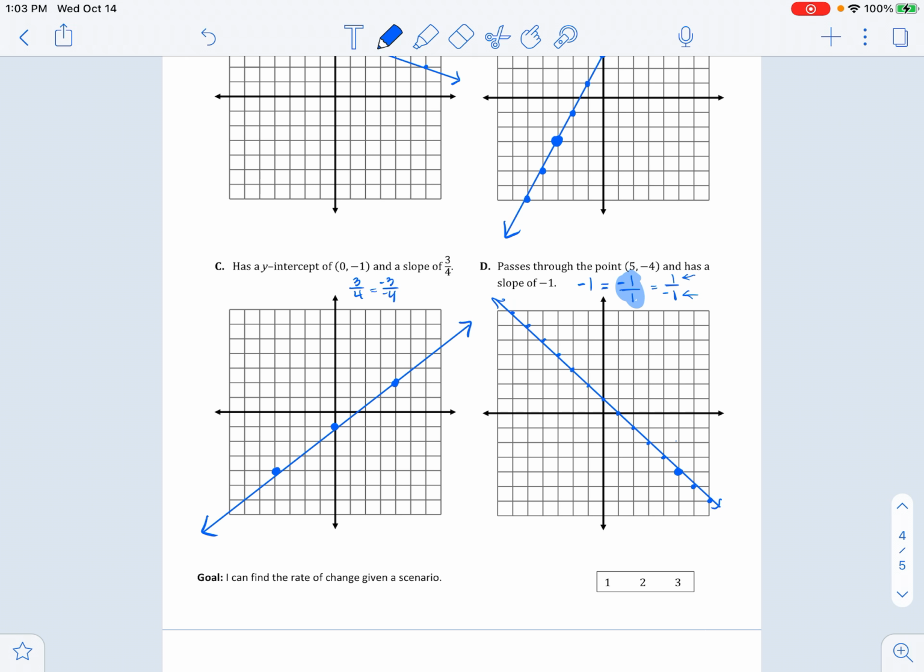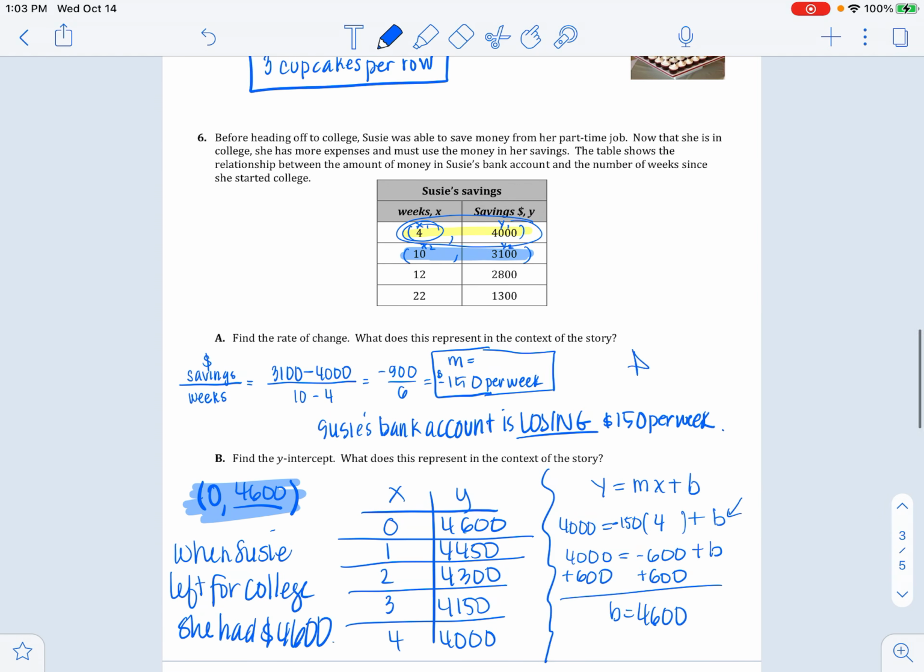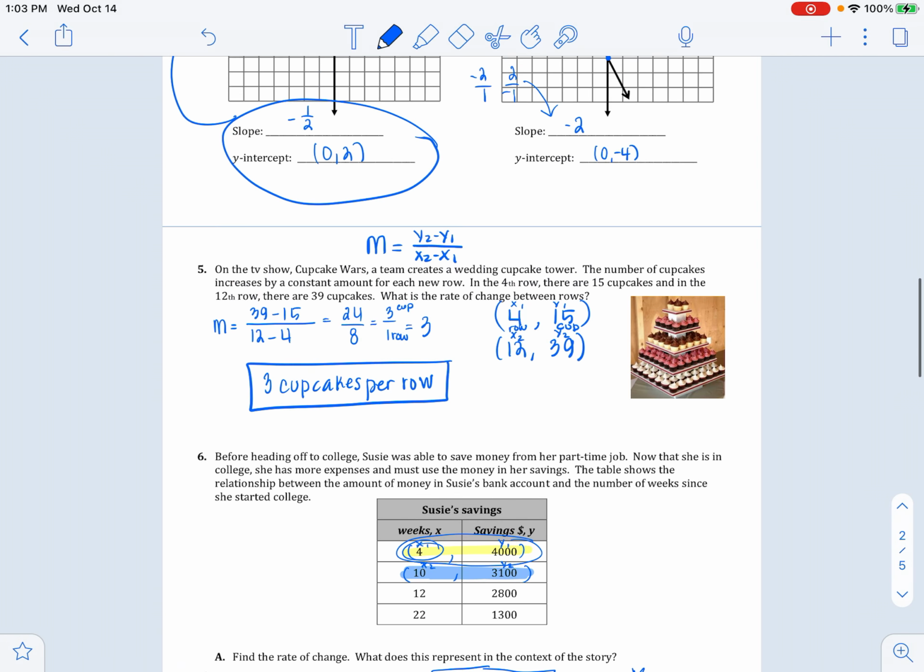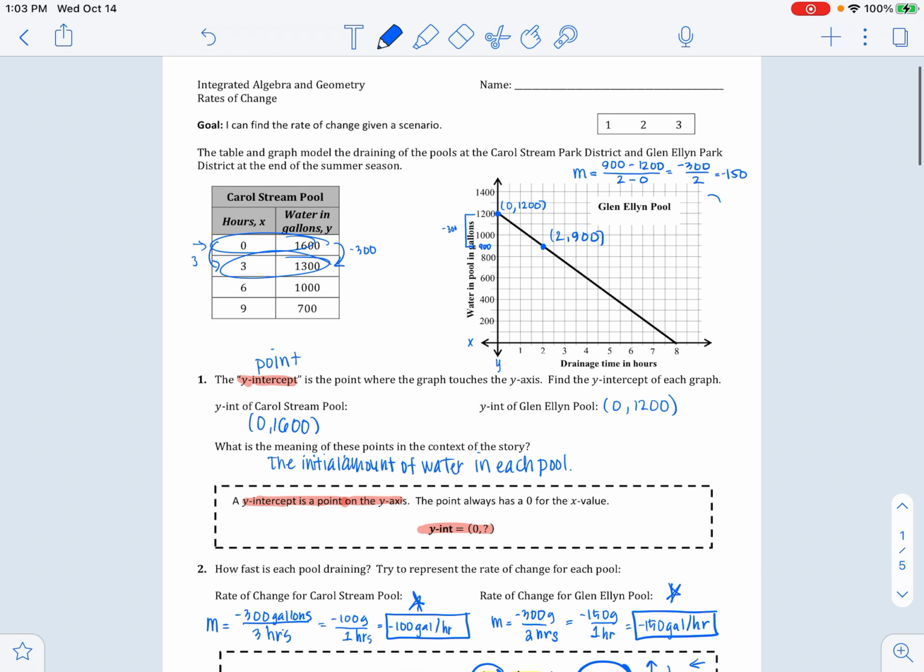Okay, so you can go ahead and re-rate yourself, and I can find the rate of change given a scenario. So we're thinking about going back to this, like, can you find the rate of change given 2 points? Here's another one. Can you find the rate of change given 2 points? Can you graph a line and then determine the slope and the y-intercept and vice versa? Were you able to find the rate of change here and the rate of change here? Okay. All right, that's it for today, or that's it for these notes.